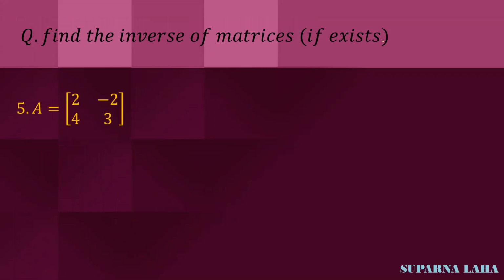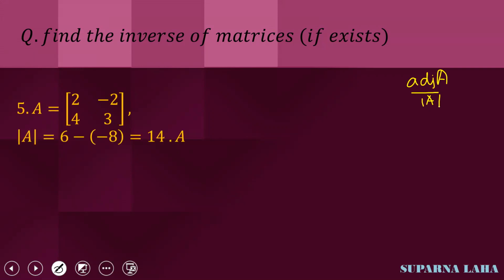Here one matrix is given, 2, minus 2, 4, and 3. This 2 by 2 matrix is given. You need to find its inverse. For that, what is the formula? The formula is adjoint A by determinant A. First of all, you need to check the determinant value, whether it is singular or non-singular, that is, the determinant is 0 or non-zero. So let's check this determinant value. Determinant of A is given by 3 into 2, that is 6, minus 4 into minus 2, that is minus minus 8. So 6 plus 8, 14.